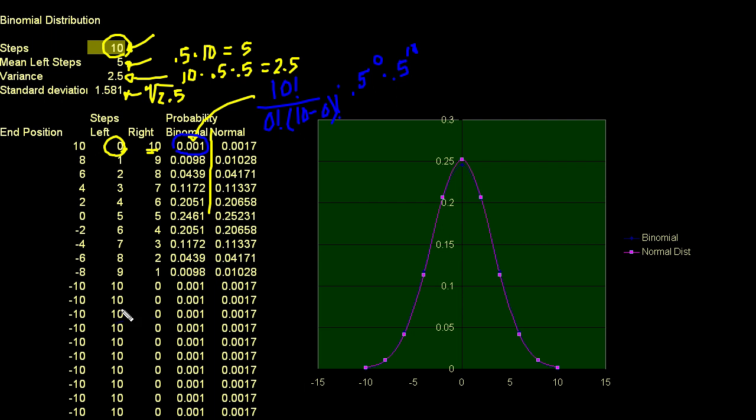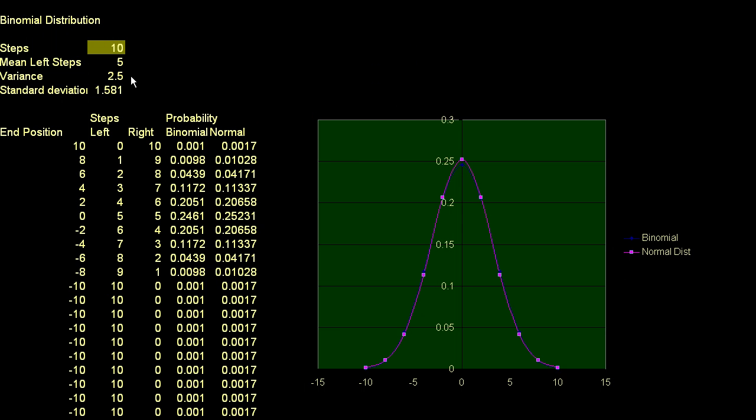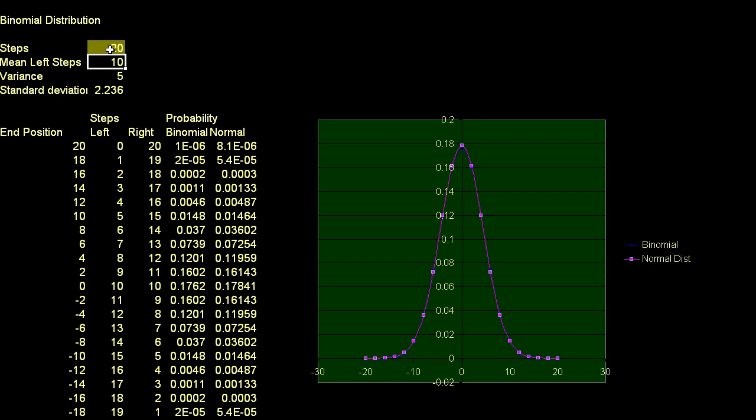And then right here, after this line, you can almost ignore it. I did that so that I can do a bunch of different scenarios. So for example, if I were to go to my spreadsheet, and if instead of doing 10 steps, I wanted to do 20 steps, then everything changes.